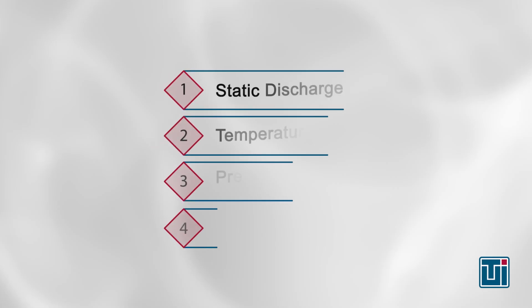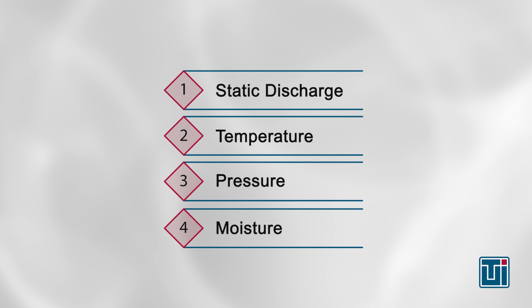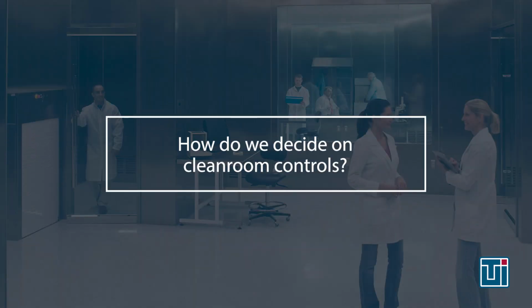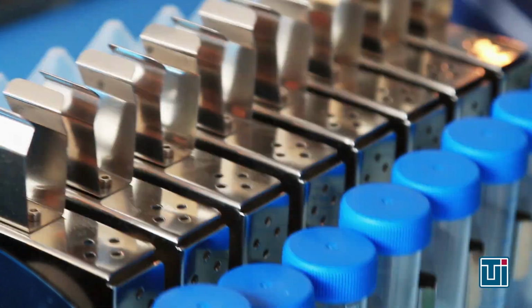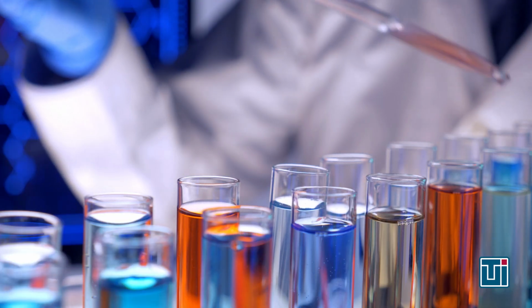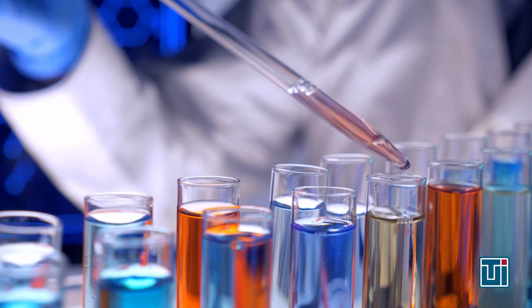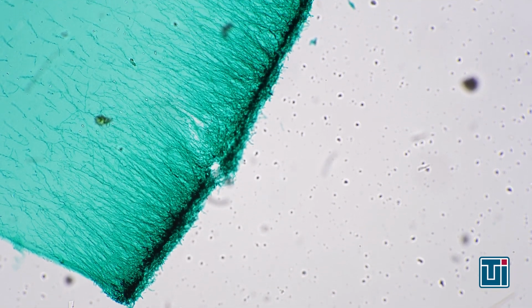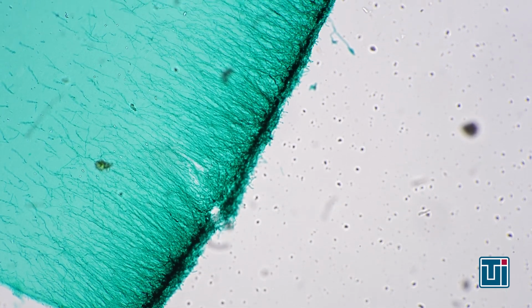Cleanrooms include a broad range of atmospheric controls. Depending on your application, you may specify controls for static discharge, temperature, pressure, and moisture. While certain products like microelectronics and medical devices are sensitive to static discharge, other products like bulk chemicals and resins degrade in the presence of moisture. Humid environments promote mold and mildew growth, which may contaminate cell cultures.